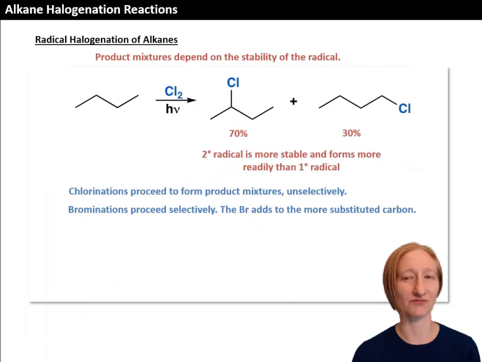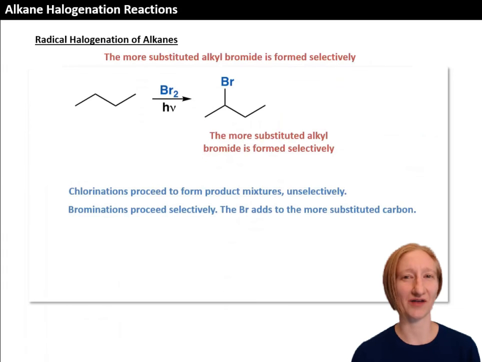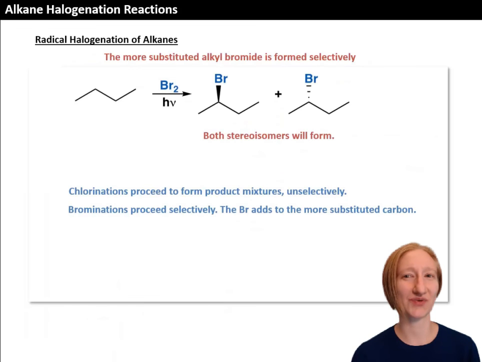In contrast, a radical bromination, using Br2 here in place of Cl2, will proceed selectively with bromine adding to the more substituted carbon. So treating the same alkane under analogous conditions, but replacing chlorine with bromine, will lead to only one product, with the bromine replacing the hydrogen on the most substituted carbon. And because the reaction proceeds through a planar carbon radical intermediate, both stereoisomers of the product will form.